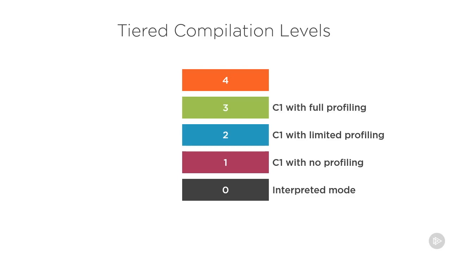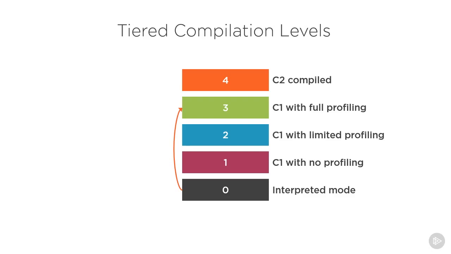In level 3, methods are compiled using the C1 compiler with full profiling being done, and in level 4, methods are compiled using the C2 compiler. Profiling is needed for the C2 compiler to be able to infer the advanced optimizations that help it produce really high performance code.